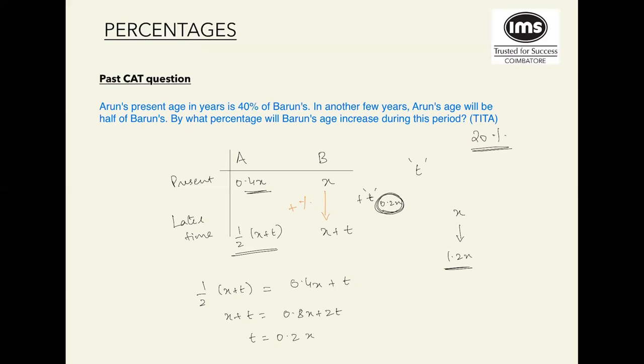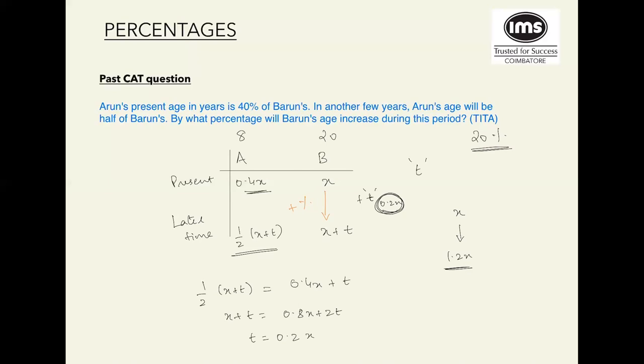That is the answer. Now I have another alternate way also of doing this, where we can take any particular value and it will work for the same thing. So let's take Barun's age of some particular value. Usually if you take an age, it should be 10 years, 20 years, which is a bit convenient to calculate. Let's take 20 as Barun's age, present age. And then if it is 40% of Barun, this will become 8.